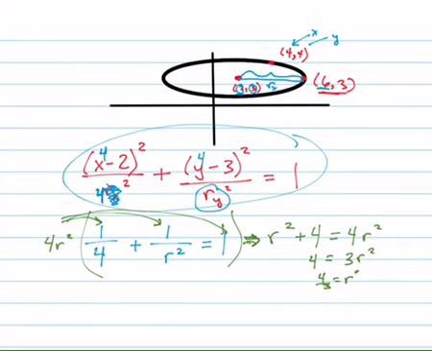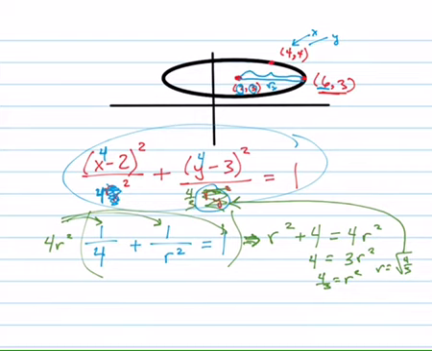4/3 equals r squared. And r equals, we know it's not going to be a negative, so it's going to be a positive square root of 4/3. Now the good news is we don't have to simplify that, because we're just going to plug that right into here, and it's going to be squared. So this turns into, when I square it, this just turns into 4/3.